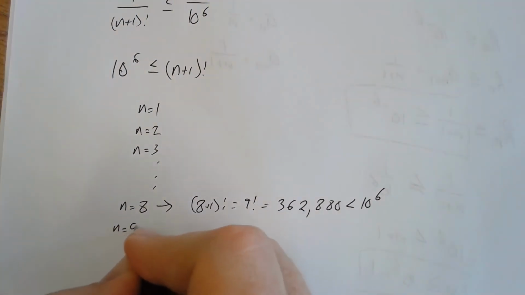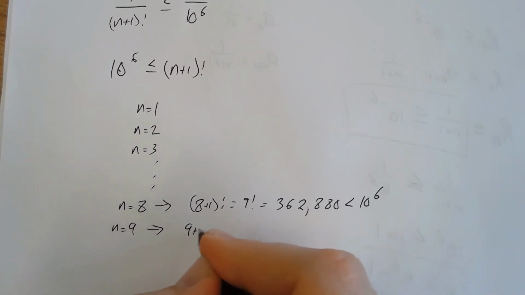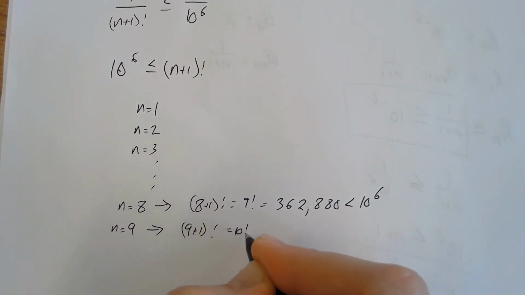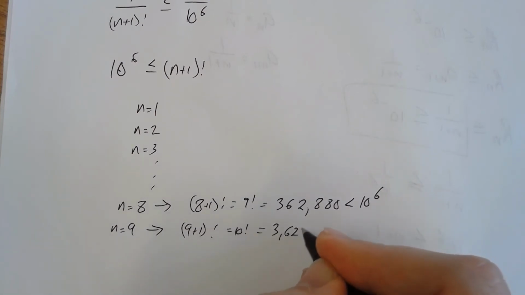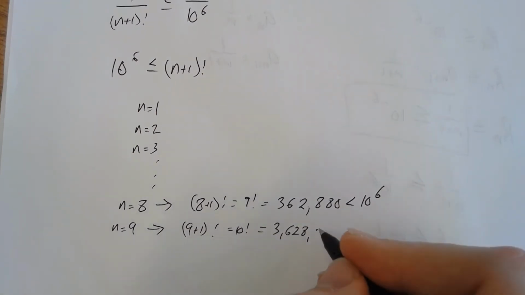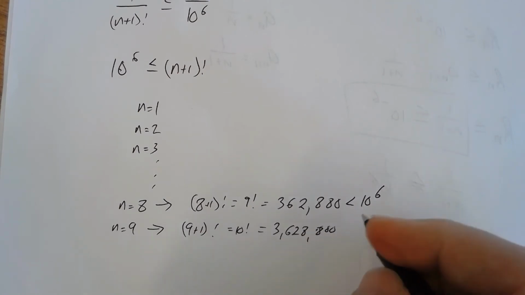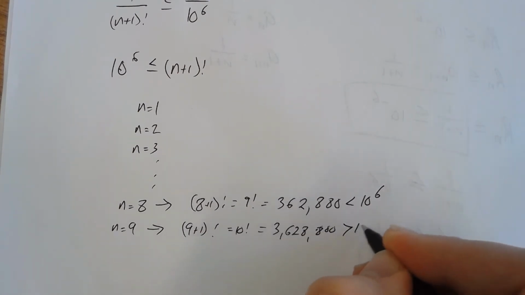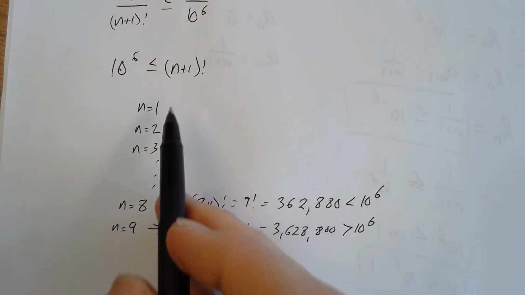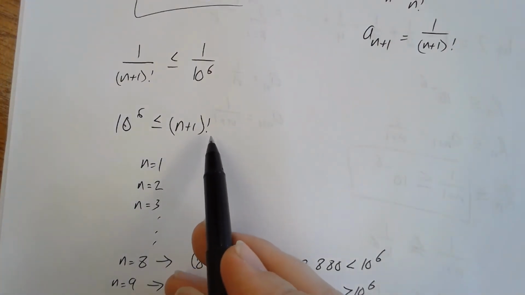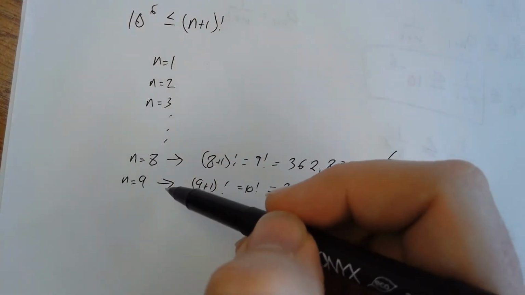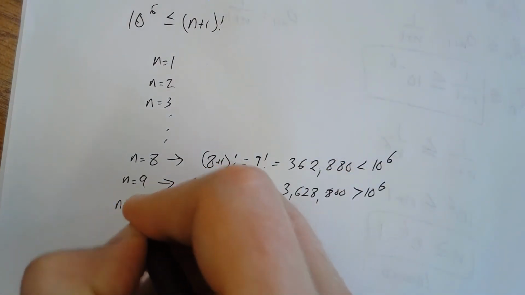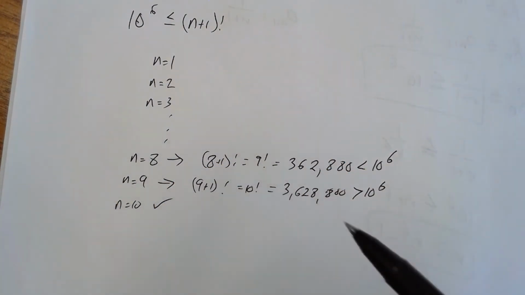If I try n equals 9, I end up with 9 plus 1 factorial, which is 10 factorial, which is equal to 3,628,800, I think is what the actual value ends up being. And it's important to understand that that is greater than 10 to the 6th. So we're looking for n plus 1 factorial to be greater than 10 to the 6th by plugging all these values in. If I plug in n equals 10, yeah, that's going to work too because the previous one worked.